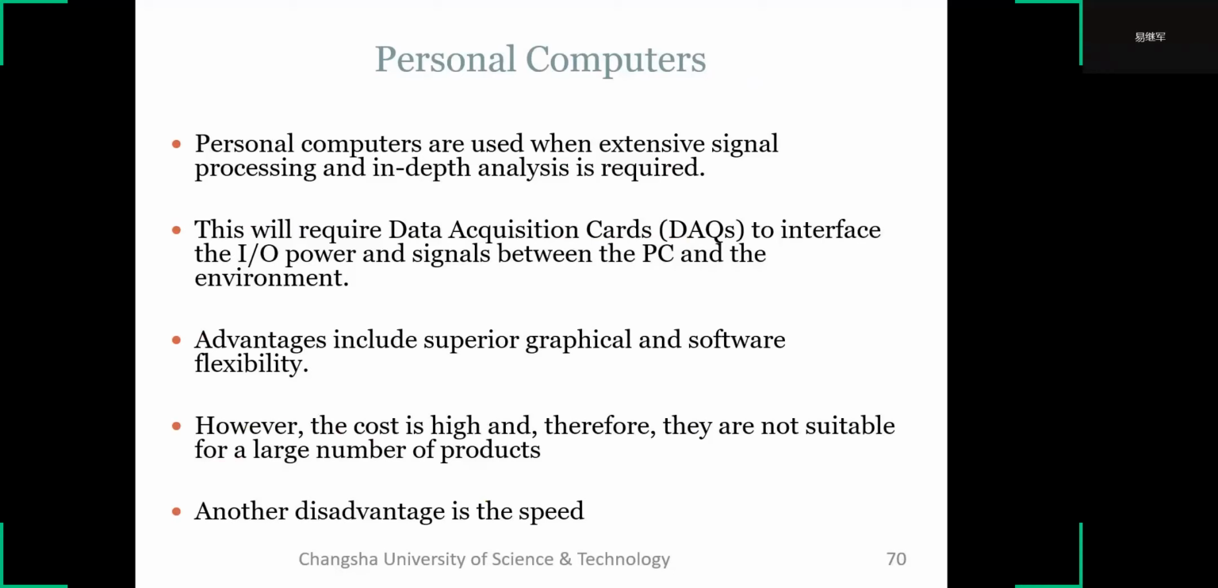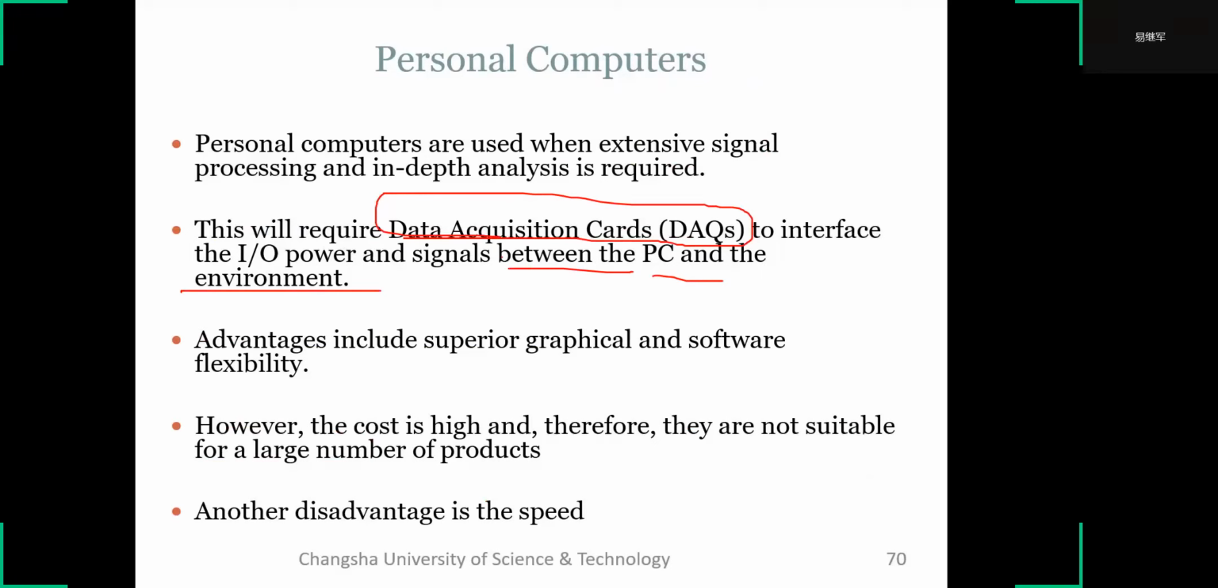Next, I introduce the personal computers. Personal computers are used when extensive signal processing and in-depth analysis is required. This will require a data acquisition card to interface I/O power and the signal between the PC and the environment. Advantages include superior graphics and flexible software.